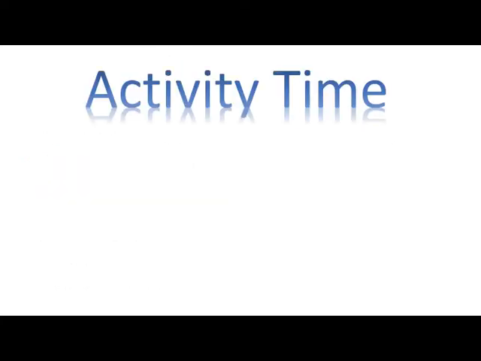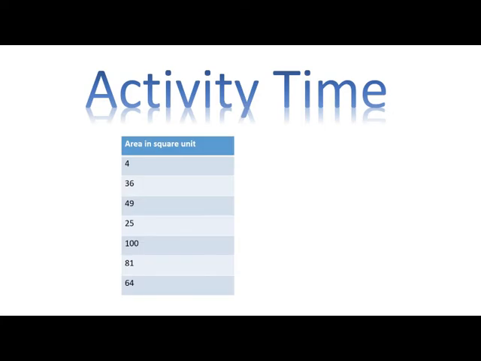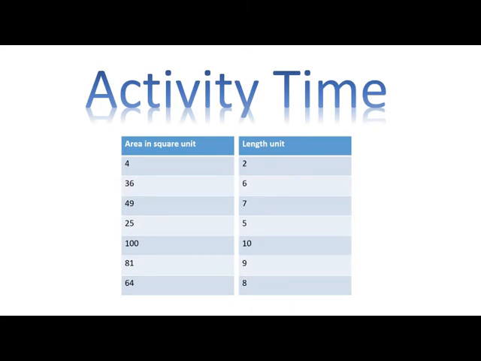It's activity time. You have to try these areas in square units. If the area of a square is this, find out what the length is. You have to find that particular table: 2 times 2 is 4, 6 times 6 is 36, 7 times 7 is 49. You have to learn the tables and know how to get the same value when multiplying a number by itself. It will give you the square unit. Match your answers.